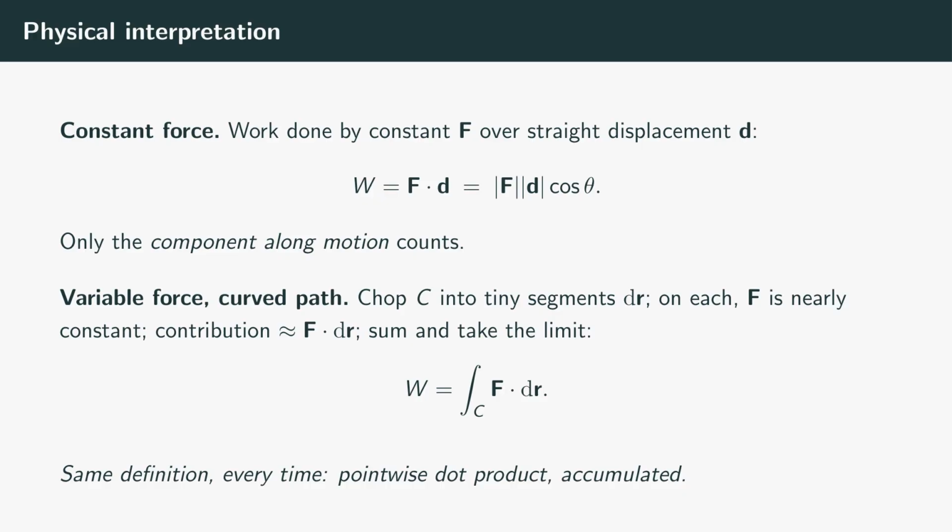The line integral of a vector field is, in physical language, the work done by that field on a particle traversing the curve. Same definition every time: pointwise dot product between field and tangent, integrated along the parameter. Everything else, the choice of curve, the choice of parametrization, the choice of field, is bookkeeping.